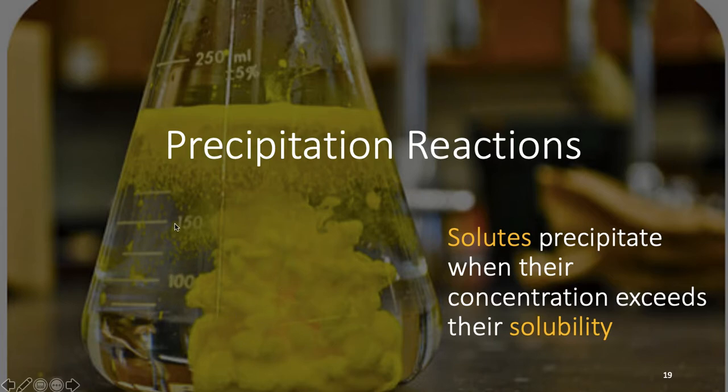It's going to fall out of solution. It's not going to be dissolved anymore. And that is because we've added more solute than what its solubility dictates. This is when a precipitate forms.